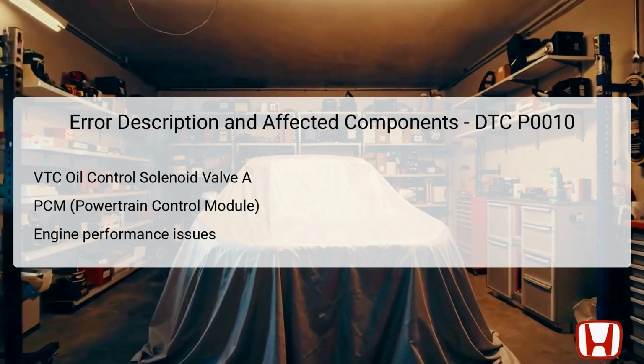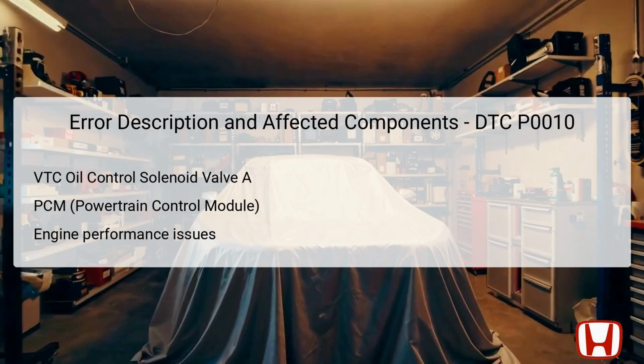The main component affected by DTC P0010 is the VTC oil control solenoid valve A. This part is responsible for regulating the flow of oil to the VTC system, changing the camshaft timing and optimizing engine performance. Its location is typically found near the engine cylinder head, close to the timing chain or belt.